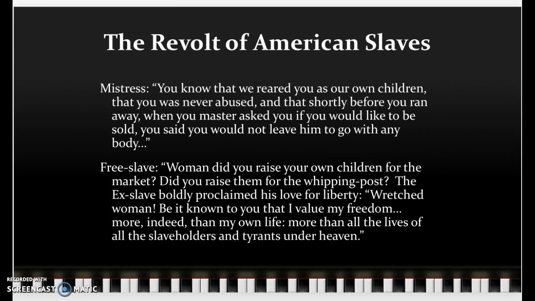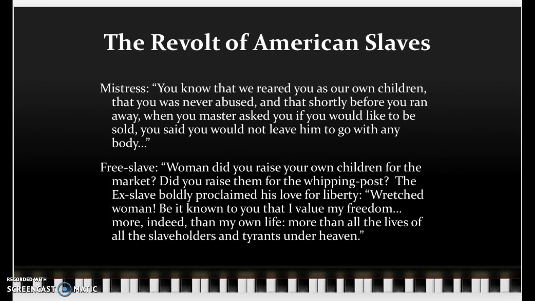Here's some dialogue between a mistress and a free slave. And I bring this final slide in to show that the culture was so ingrained in southern white America that this was the way it should be. And a noble Christian, fair-minded white Southerner was happy, content, and felt perfectly content with themselves if they were just kind to their slaves.